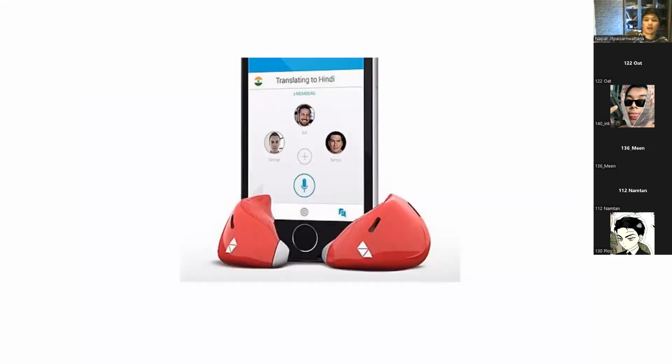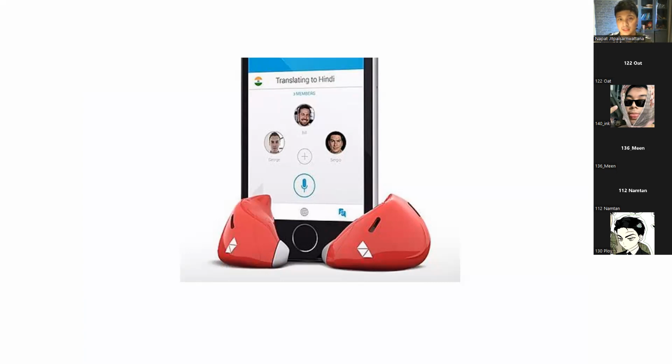Okay. So the second one, I think it's something that you might not be so familiar with, but it has been available for some time. So it's a translation earphone.